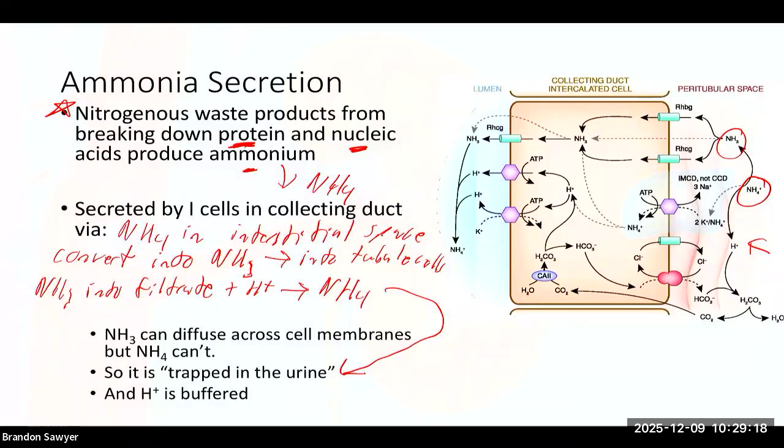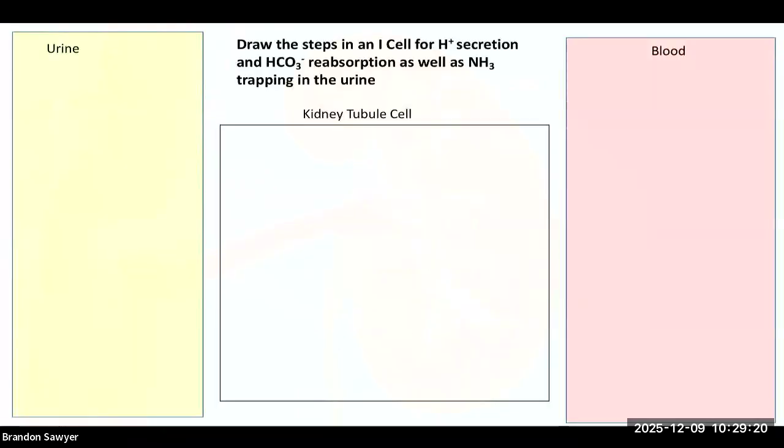All right, let's have you do a quick drawing of both those things. We've got our urine over here, our filtrate, we've got our kidney tubule cell, we've got our blood. Let's have you draw the steps of hydrogen ion secretion that we went through, as well as bicarbonate reabsorption, as well as the ammonia trapping that we just went through, and combine all of that into one drawing. I'll draw it as well, but make sure to draw it. Don't wait till you see mine. Go ahead, work on that with the people around you, and we'll finish up here in a sec.